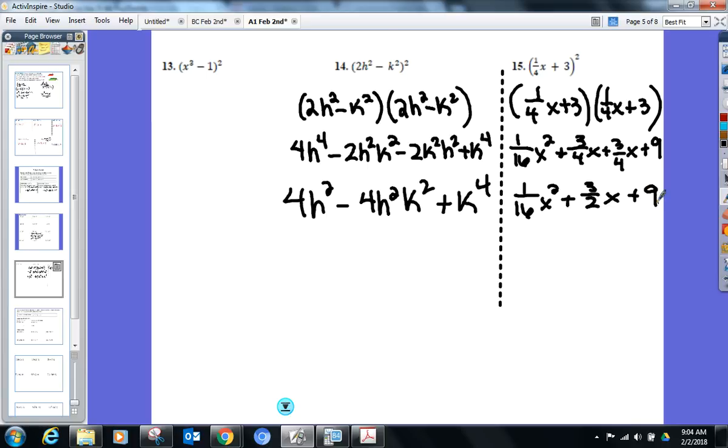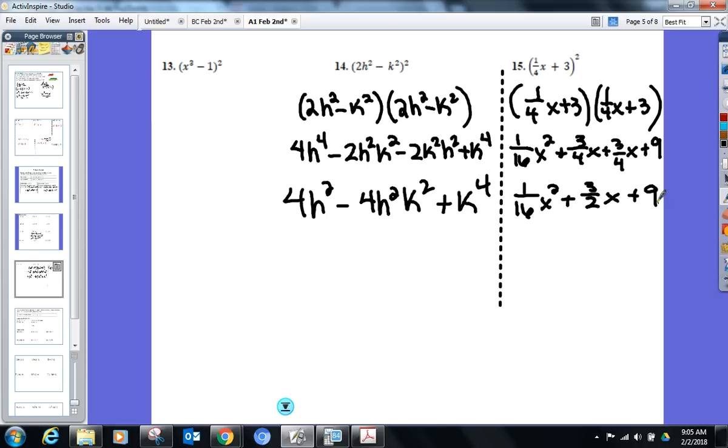Yep. Don't be scared off by the fractions. Anything else? Yep, Marco. Would it be counted wrong if we changed the fraction to a decimal? Like 1/16. Yeah, I don't want to see that. Leave them as fractions. I don't want sloppy decimals written up there. All right, so leave them as fractions.